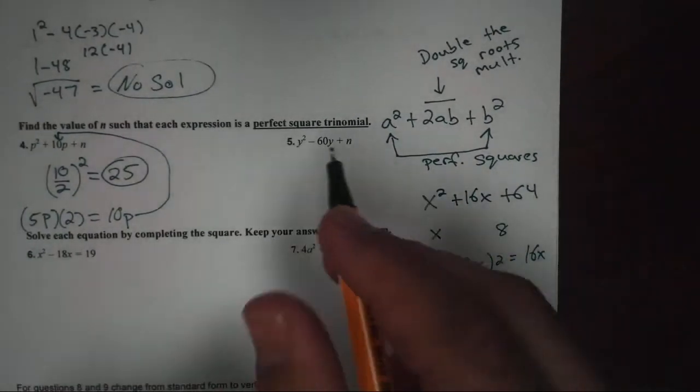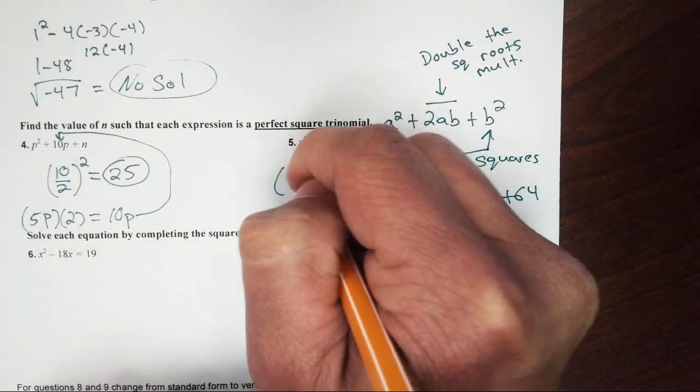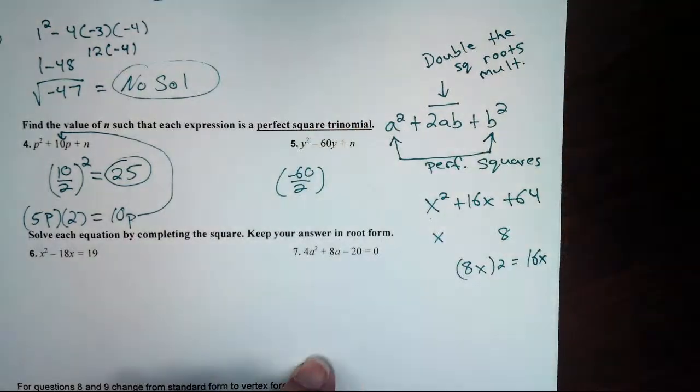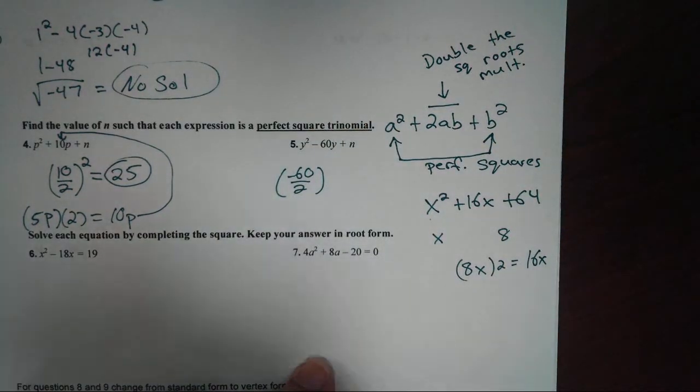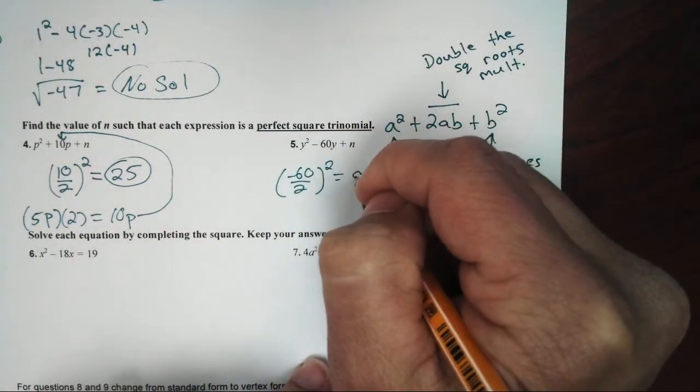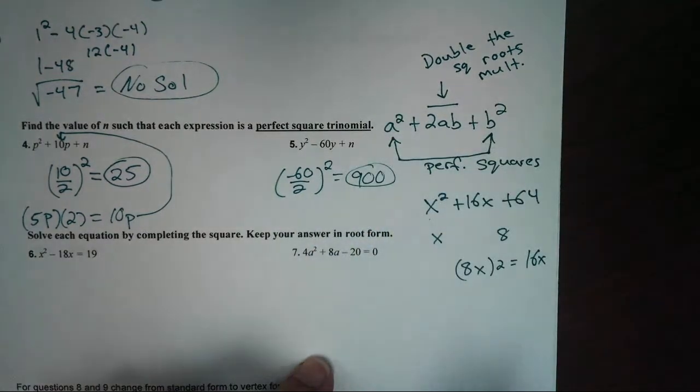So number 5, let's do it quickly. We're going to take half of that middle term. So negative 60 divided by 2, which is 30. Then we're going to square 30, and we get 900.